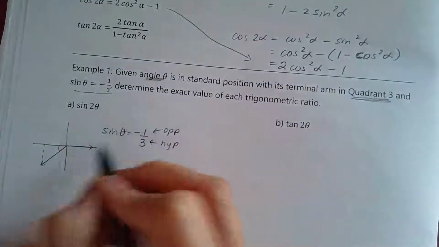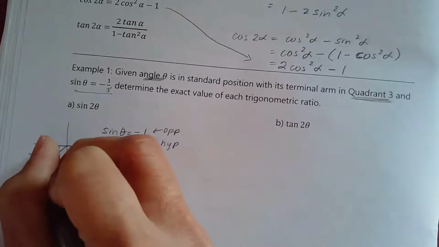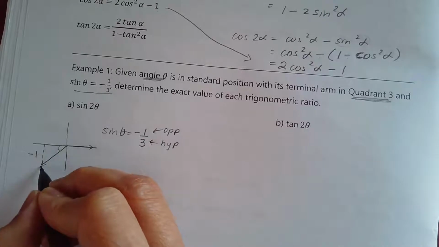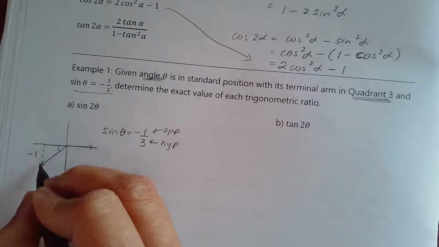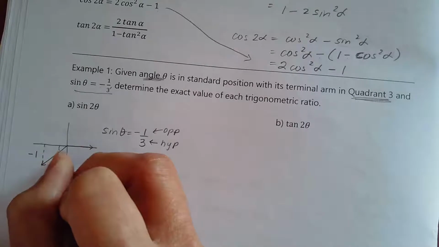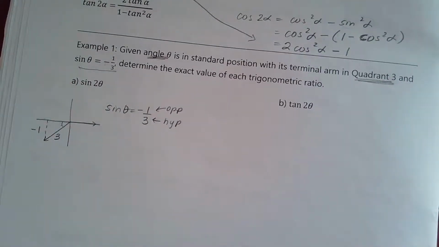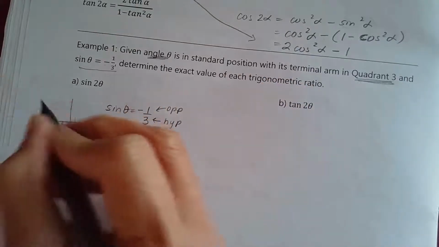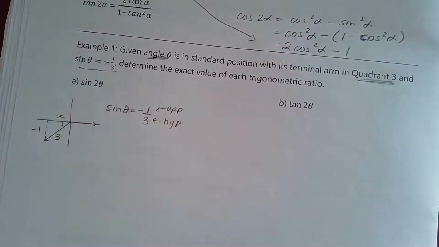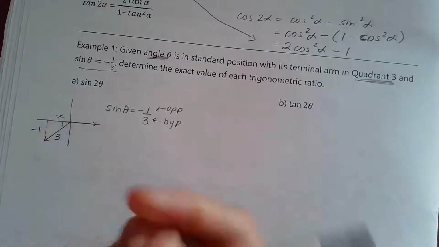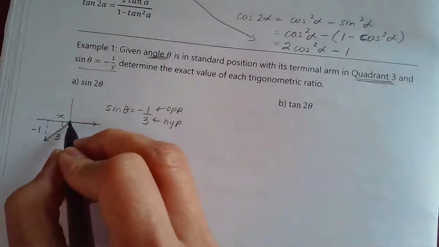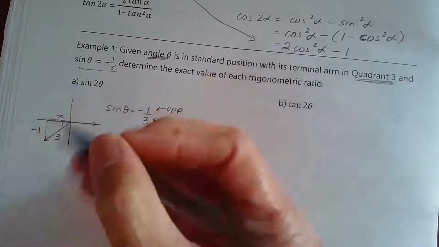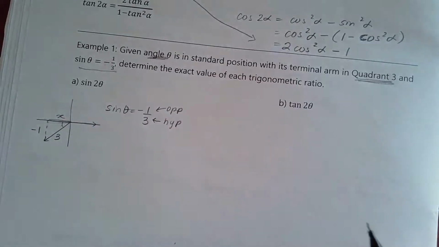So negative 1, which is right here. That's the opposite, which makes sense because it's below the x-axis, so it's a negative y value, and then the r, or the hypotenuse, is 3. So what this is telling us is that we could figure out the x. In this particular case, x has to be a negative value, because it's on the left side, right? So x has to be negative.